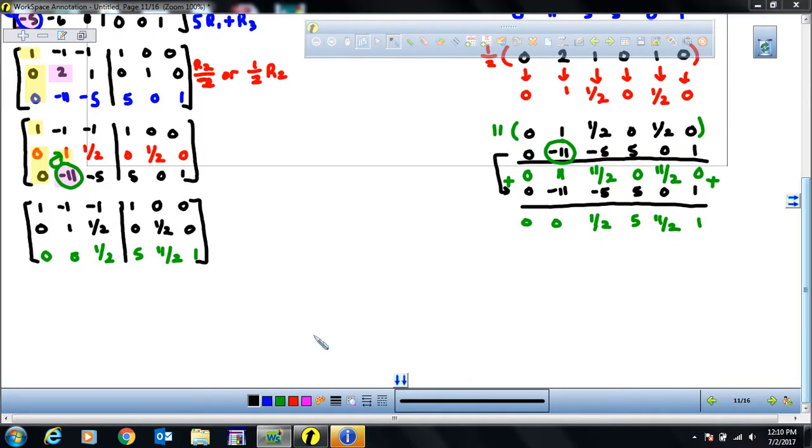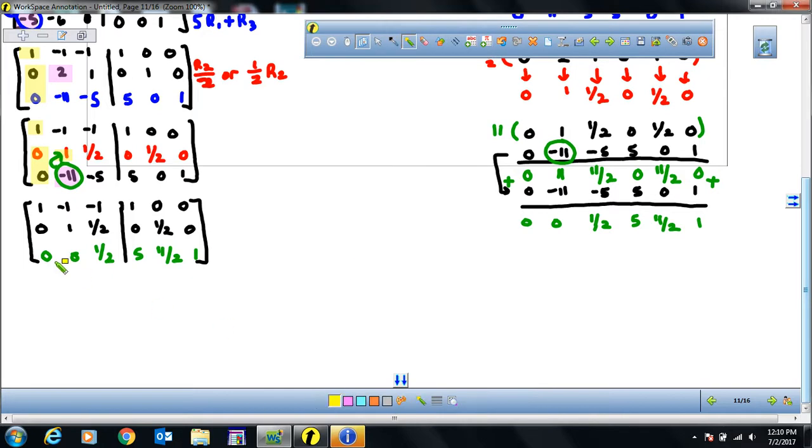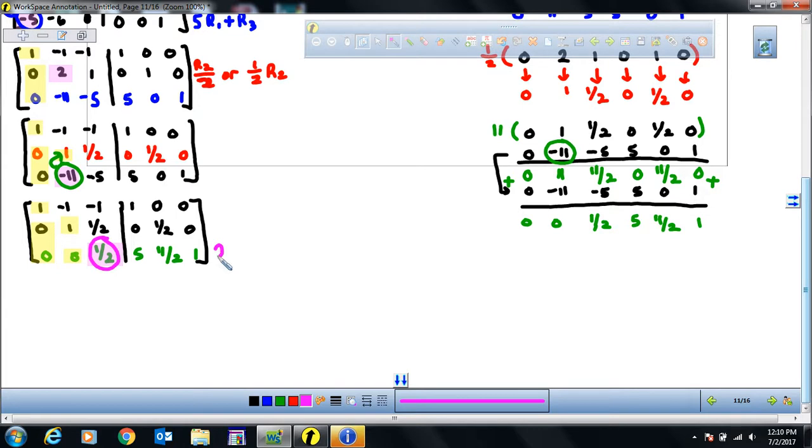Next. So on the procedure, we make the top into a 1, we make the two bottom numbers 0. Step 3, we make this one a 1. Step 4, we make the bottom one 0. Step 5 is make the 1 half into a 1. So to make that 1 half into a 1, I don't want to say divide by 1 half, so the easiest way there is multiply by the reciprocal of 1 half. The reciprocal of 1 half is 2 over 1, which is 2. So I'm going to multiply the whole row 3 by 2.